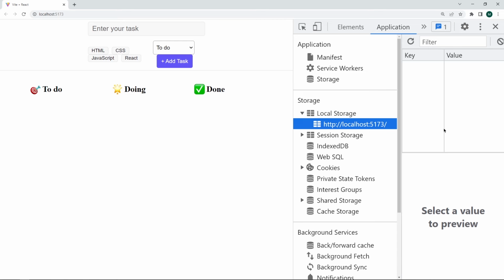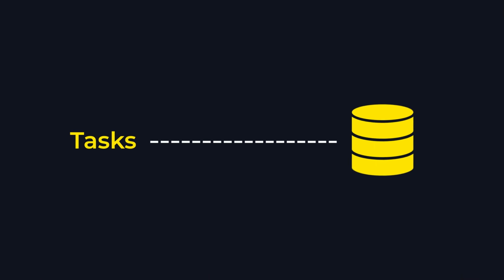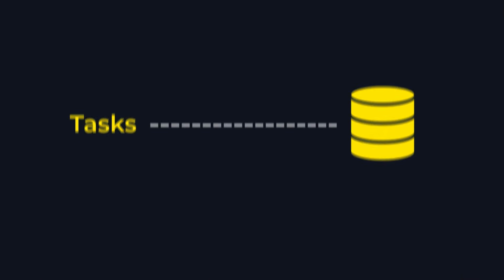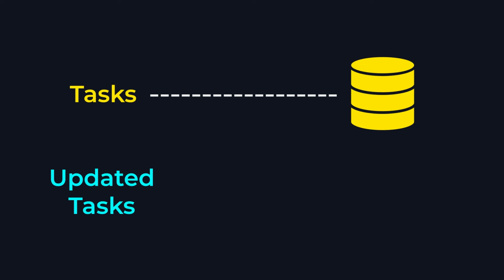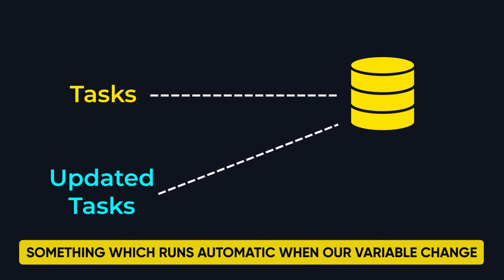But let's first understand the logic of that. Imagine we write code for storing tasks in local storage. Now if we delete one task, then we also need to replace that task array in local storage. So if we have something that automatically runs when our task state changes, then our problem is solved, right? The good news is we have that feature in React for detecting changes in a state variable. We have one hook called useEffect, and that's the topic of the next lesson.